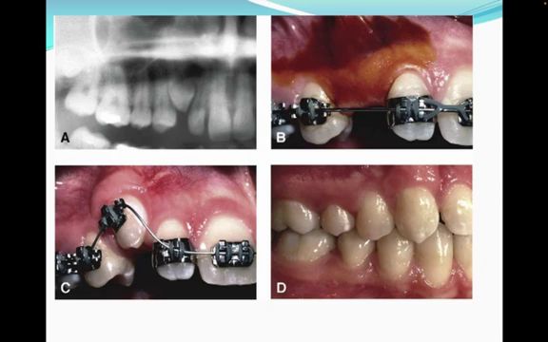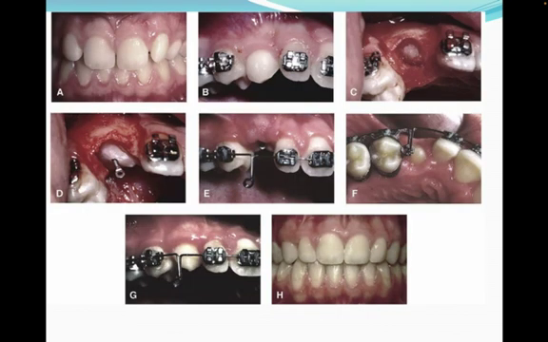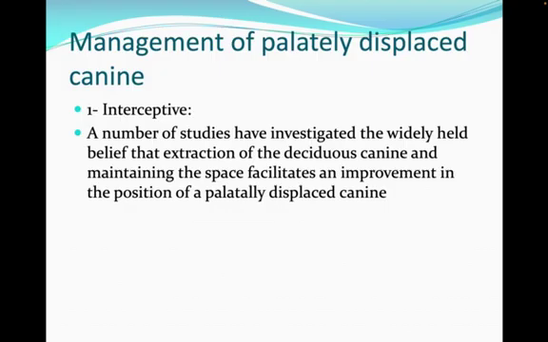For that reason, if we can't do an apically positioned flap, simply you open a flap, you bond the bracket with a chain on this canine, and then you close the flap and you start traction. We call this closed exposure for the canine. So these are the two options for the management of the buccally impacted canine. So we have a canine that's buccally impacted, you create space, then you do an open exposure, or an apically positioned flap, or you do a closed exposure.